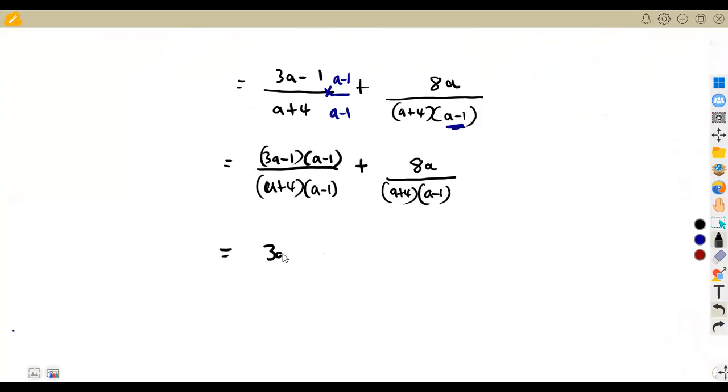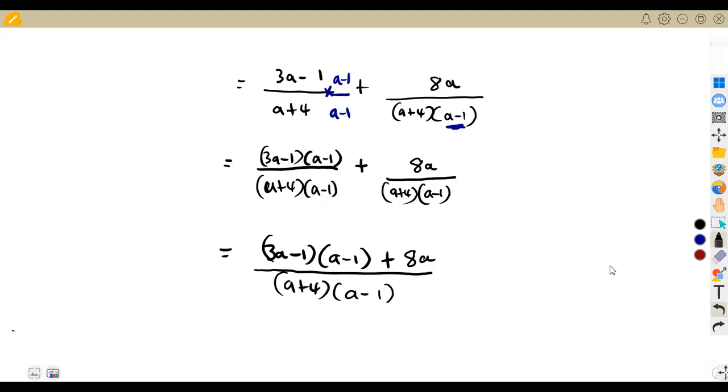So it means we are going to have 3a minus 1 into a minus 1, plus the 8a, as you are just taking everything as it is, and everything over a plus 4 into a minus 1. Remember, I said once the denominators are the same, you can combine your numerators. As you can see, once you're at this stage, you are back to the last stage that we worked on from our previous question.